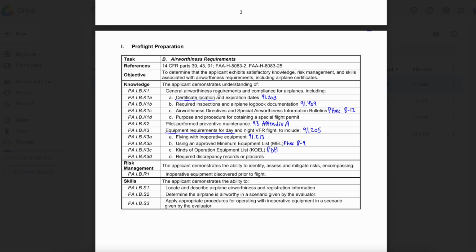And your examiner may ask you questions about these documents. So be sure that you have these documents ready, able to show the examiner, and that you can understand and explain what each of these documents mean, what they are for, when they expire, if they expire.